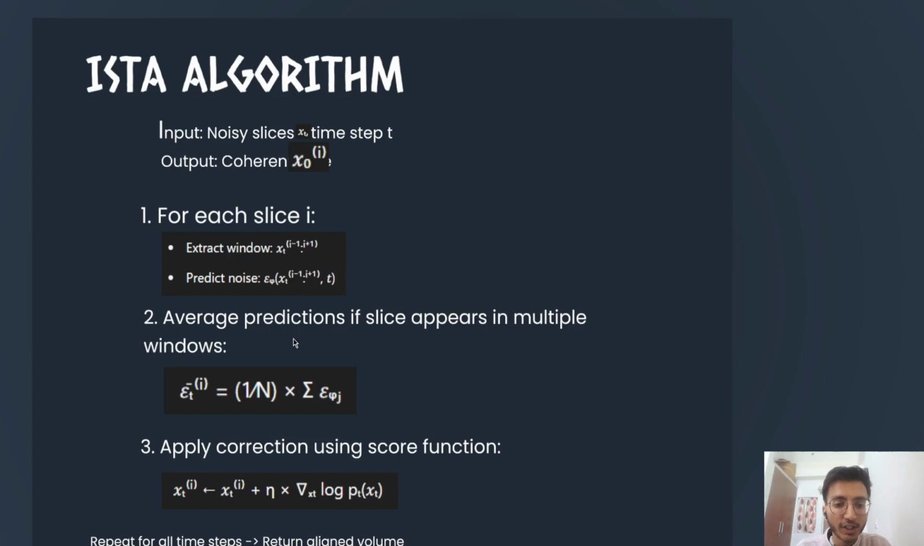Average all the predictions for slice I to get a consensus noise estimate. Apply the correction step using the score function, that is this function. Repeat this process at each diffusion time step until clean slices are generated.